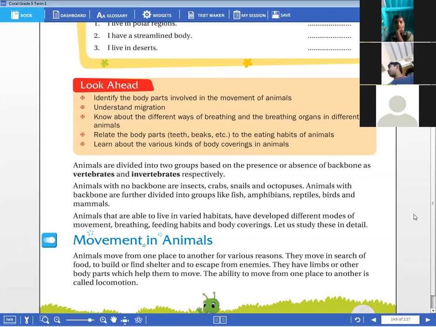So like that, based upon the surroundings, we and animals have developed our own mode of living. In this lesson, we're going to study those things. Okay, children? Now I'll tell you the hard words. Please make a note of them.